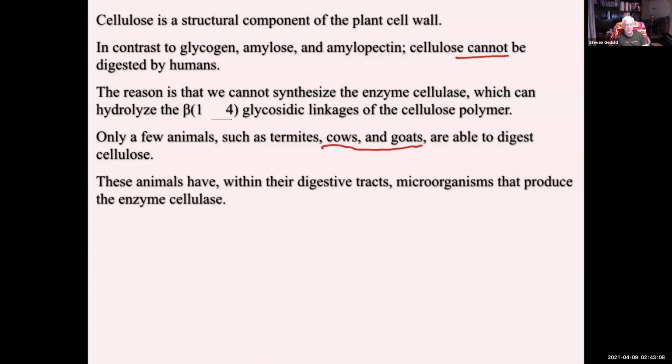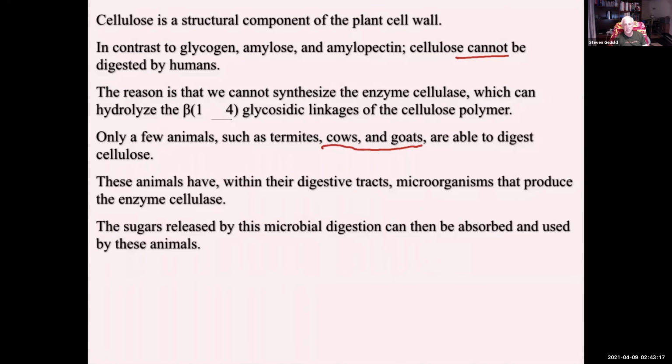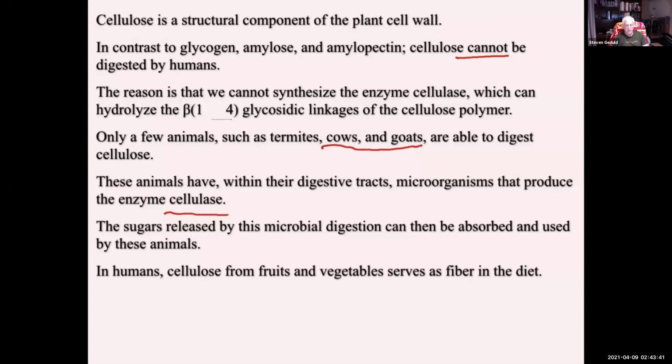So these animals have within their digestive tracts microorganisms that produce the enzyme cellulase. The sugars released by the microbial digestion can then be absorbed and used by these animals. So with termites, cows, goats, these microorganisms in their digestive tracts produce cellulase. The cellulase then can break down cellulose into glucose units, and those individual monosaccharides can be used as energy by the animals. In humans, cellulose from fruits and vegetables serves as fiber in our diet. That's our fiber content. Because we can't break it down, it serves as fiber for our diet.